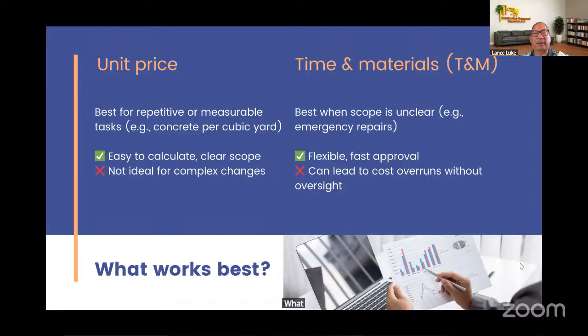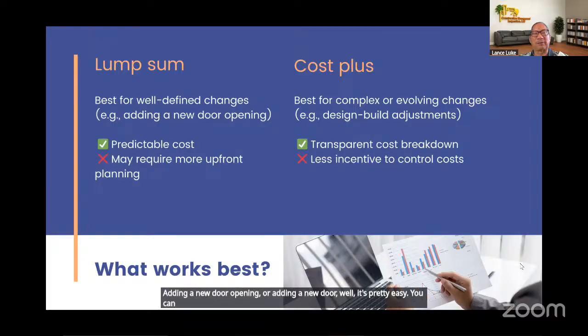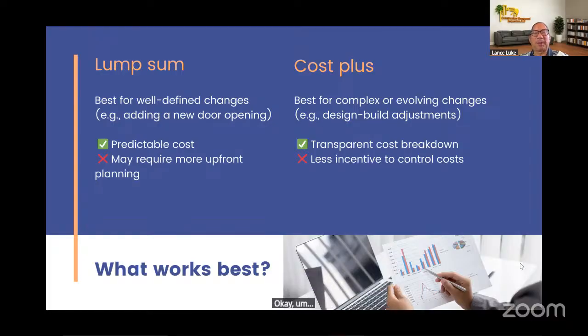What works best? Well, there's actually lump sum, best for well-defined changes. Adding a new door opening or adding a new door, well, it's pretty easy. You can predict the cost. Okay. The lump sum method may require more upfront planning, but if it's small, not too much.